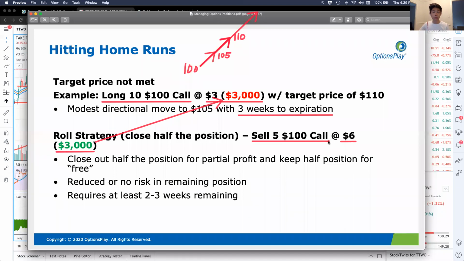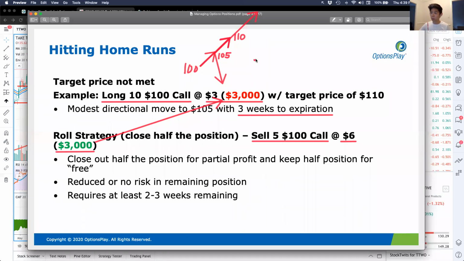You can take that $3,000 and apply it to another trade if you'd like. But in the meantime, while you apply that $3,000 to another trade, you still have half the position potentially working in your favor. Now, yes, this trade can turn around and go against you. And guess what? You make $0 on this particular trade.